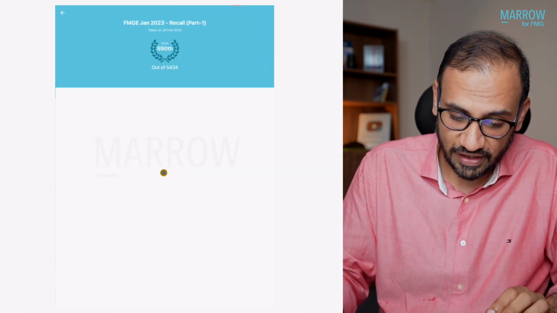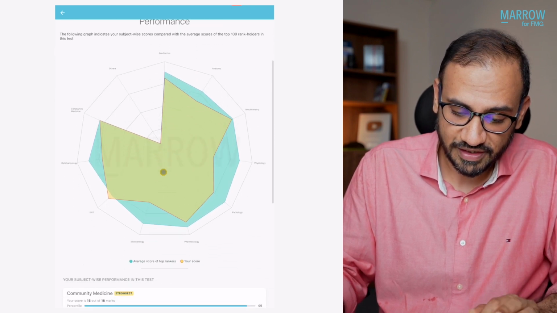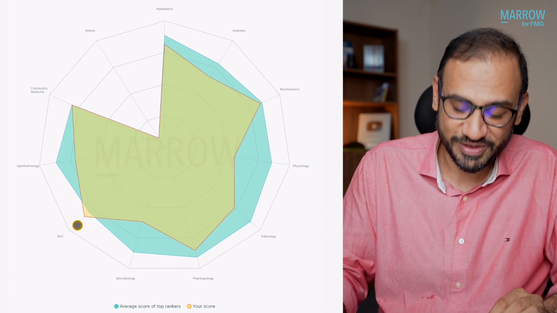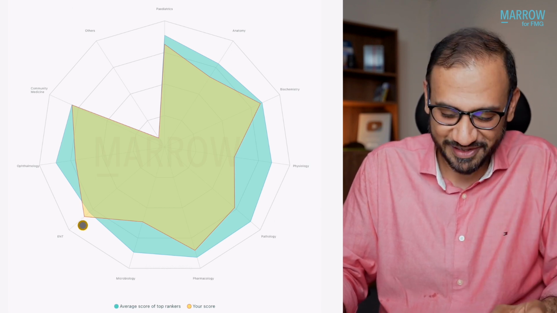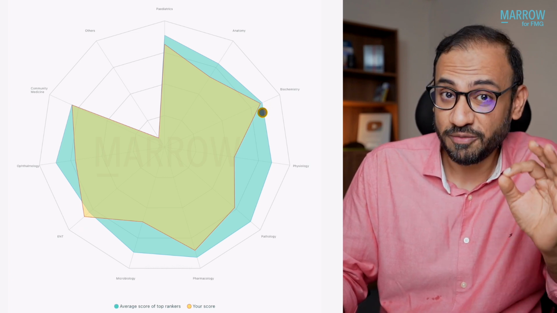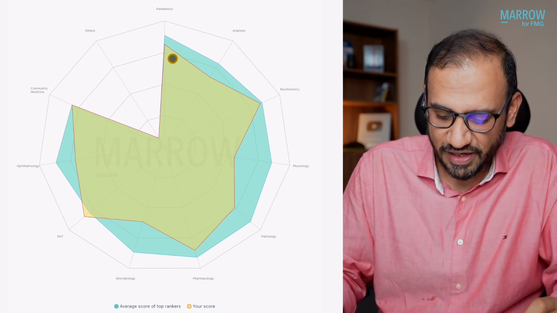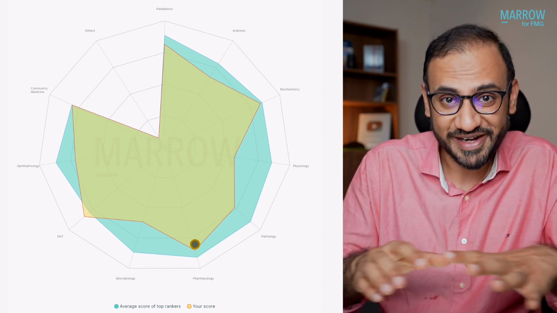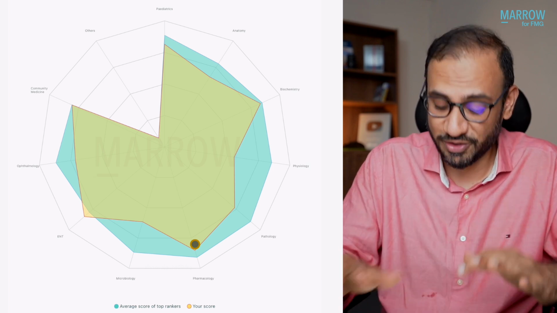Again, click on the full analytics, get inside. It will show you the same thing, spider graph. And now you can notice that your spider graph is closer to ENT. Matlab, your ENT has suddenly become better than the usual toppers. Your biochemistry is again on par with the level of toppers. Your pediatrics is just a little behind. Your pharmacology is good enough, right? So this is an idea of seeing where you stand compared to your friends.